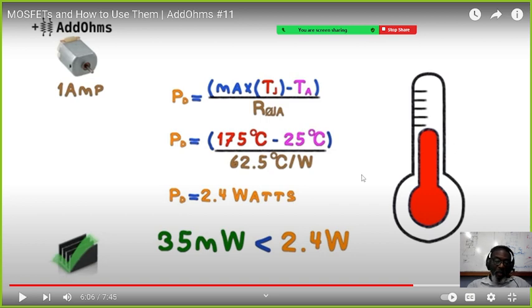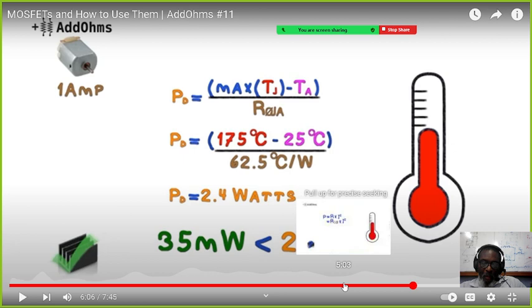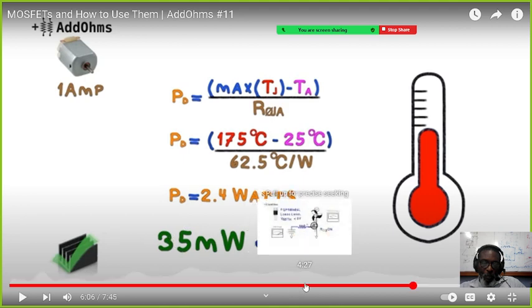Everybody understand that concept? Yes, I understand what they do. They just get the information from the data sheet. They take the maximum temperature minus the ambient temperature, and then divide by 62.5 degrees Celsius per watt. So the Celsius cancel, leaving watts, which gives about 2.5 watts. So where does this 25 come from? The 25 comes from the data sheet.